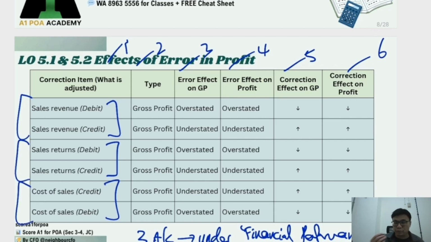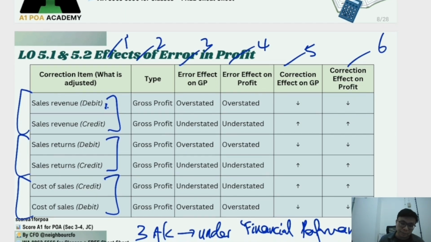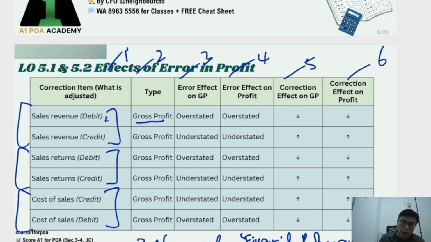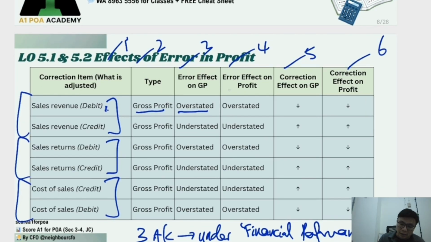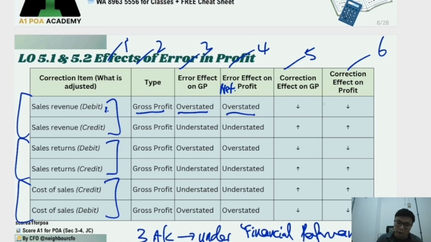For the first one, sales revenue, there is a correction whereby we debit sales revenue. We debit sales revenue because on start this particular account is overstated. Too much of a credit, and therefore we need to reduce. In order to reduce, we need to debit. Before any correction, the gross profit is overstated, and likewise the net profit is overstated. After the correction, the gross profit will drop, and of course the net profit will drop as well.